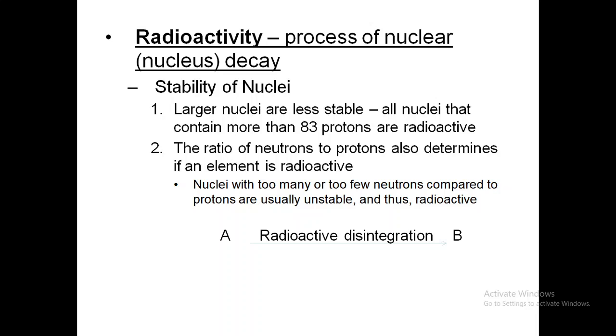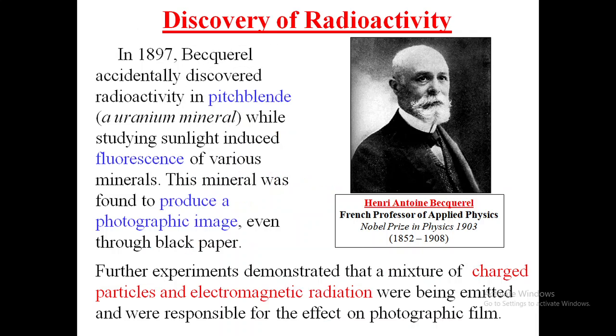Now, briefly about the discovery of radioactivity. You all know that in 1897 Becquerel accidentally discovered radioactivity in pitchblende, a uranium mineral, while studying sunlight-induced fluorescence of various materials. After him the unit becquerel was named, and he was awarded the Nobel Prize in Physics in 1903.